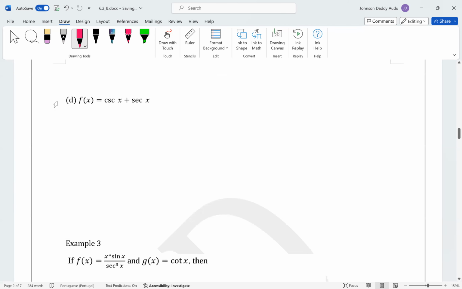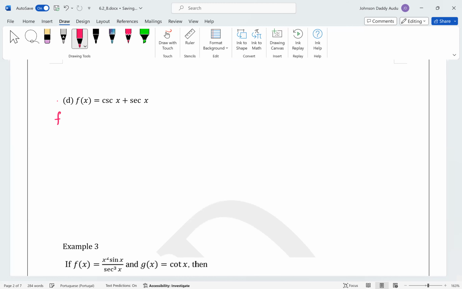Okay, so D, let's start with f of minus x. This will be cosec of minus x plus sec of minus x. Now, what is cosec? Cosec is odd, so this will be minus cosec of x plus sec is even, so this is sec of x.